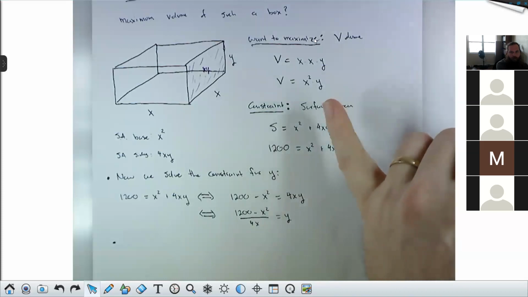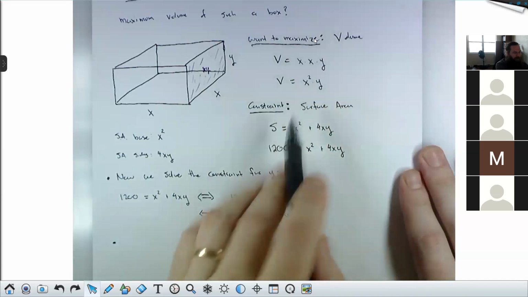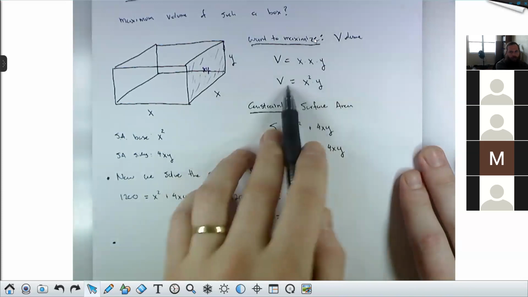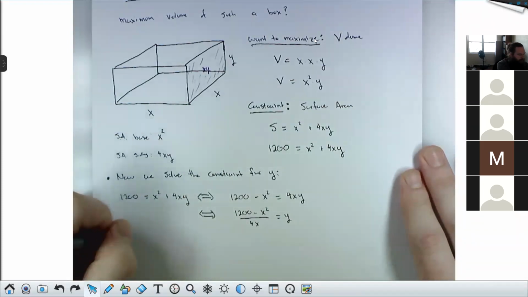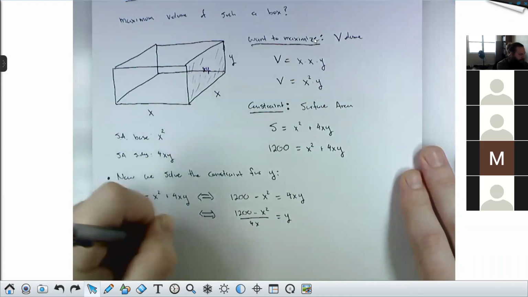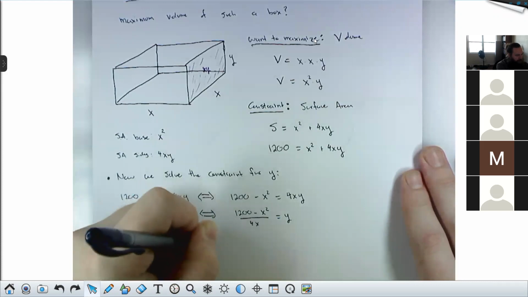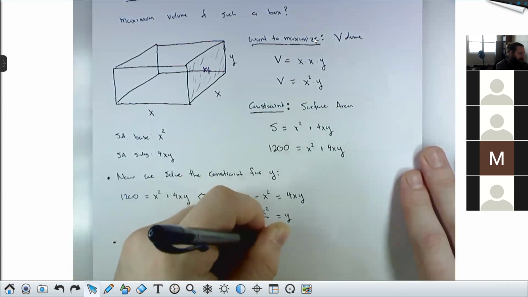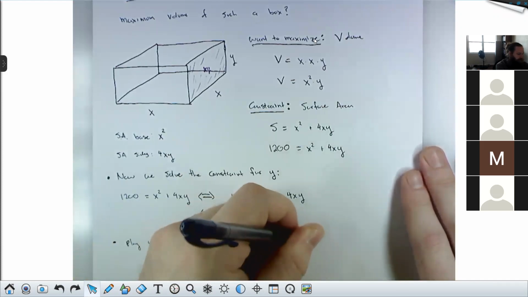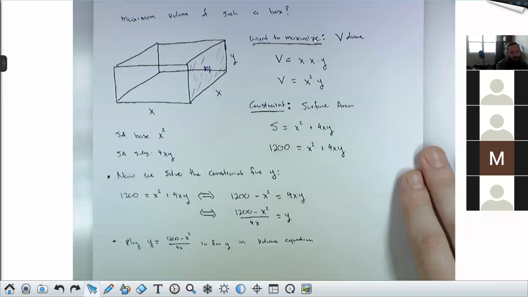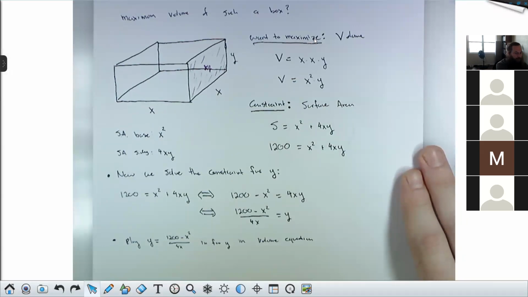And the problem is this volume has x's and y's in it. So in order to fix that, I solved this for y. Now I can plug that in here, and that will give me a volume function that I know how to differentiate. So now I plug y equals 1200 minus x squared over 4x in for y in the volume equation. My goal is to get this volume equation to have only the one variable x in it. And that way I can find the min and max, or whatever it is I'm looking for.